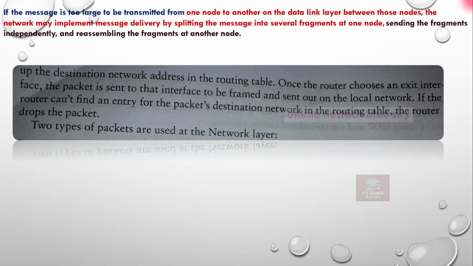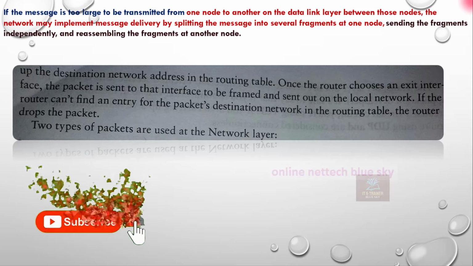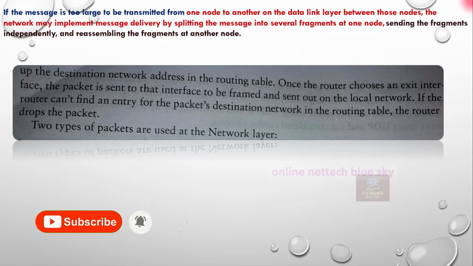Sometimes some areas are outside your network communication, for example data going outside to Google, where the router has no record of some website. So the router drops the packet. There are two types of packets used in the network layer.